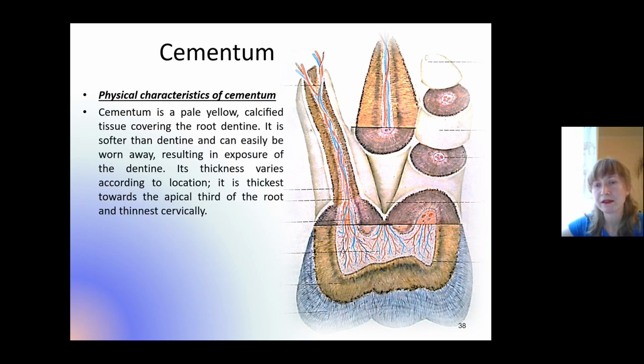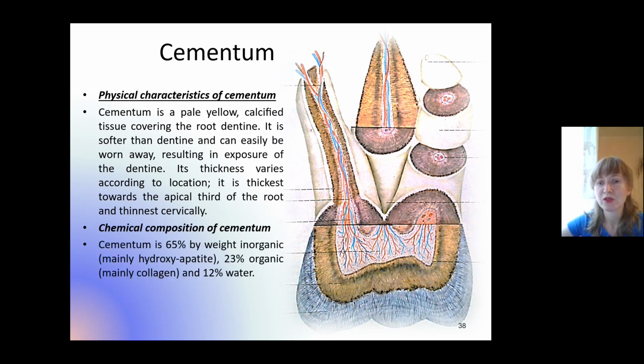Cementum is a pale yellow calcified tissue covering the root dentine. It is softer than dentine and can easily be worn away, resulting in exposure of the dentine. Its thickness varies according to location. It is thickest towards the apical third of the root and thinnest cervically. The chemical composition of cementum is such. It consists of 65% by weight inorganic, mainly hydroxyapatite component, 23% organic component, mainly collagen, and 12% water.